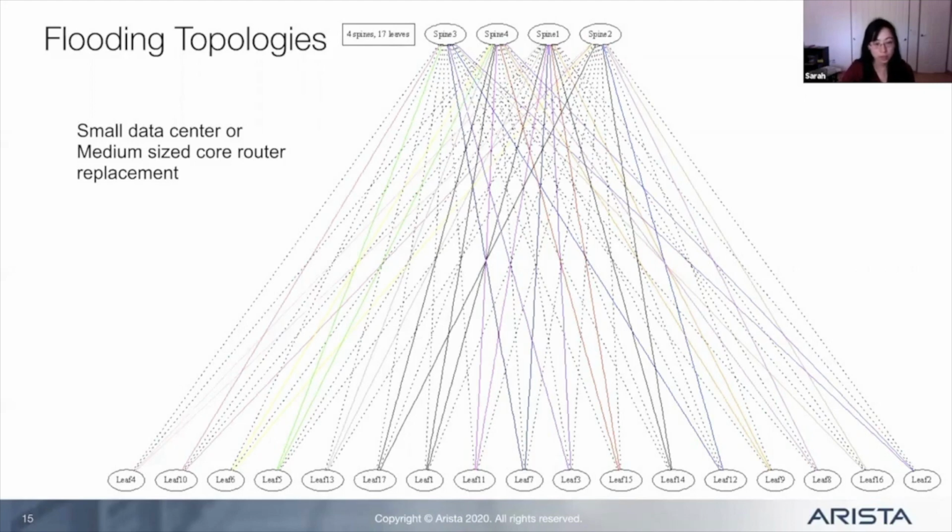Again, the solid lines are the flooding topology, and you can see that from the leaf side, originally there are 4 links, but we only choose 2 of them for flooding the link states. And on the spine side, we can also see a significantly reduced number of links to flood.